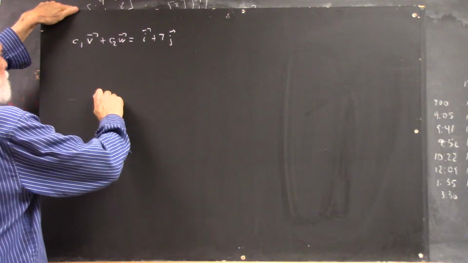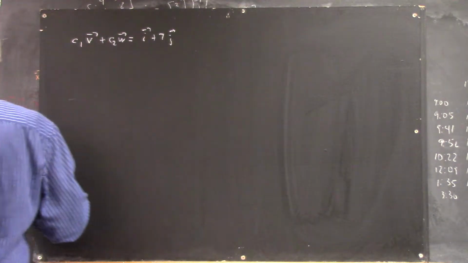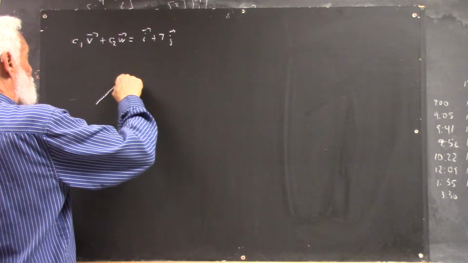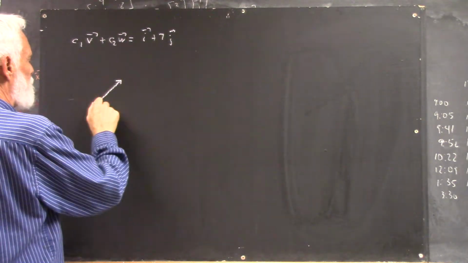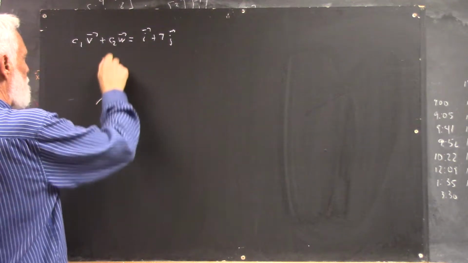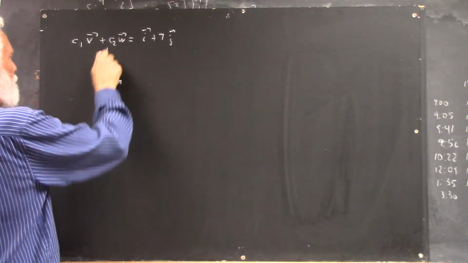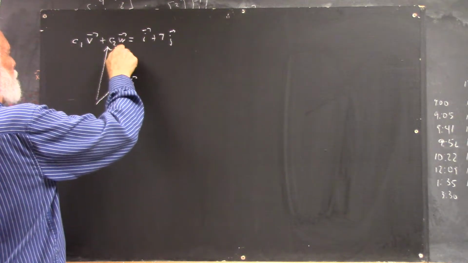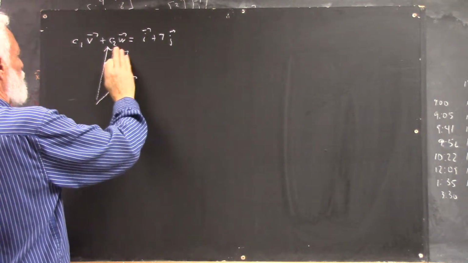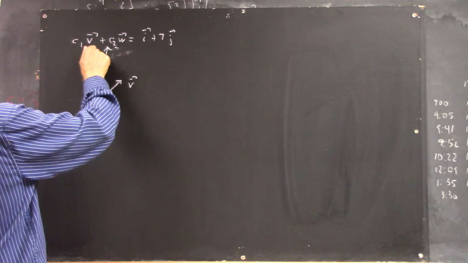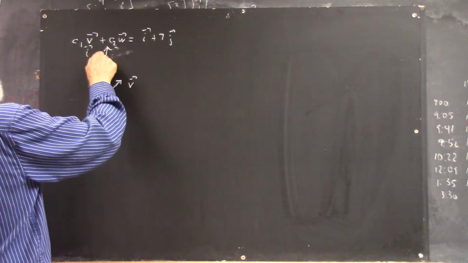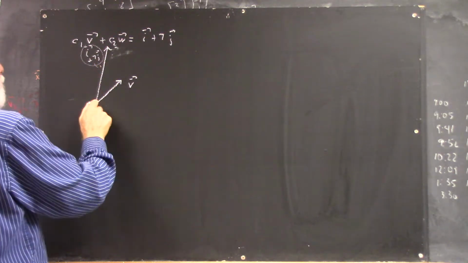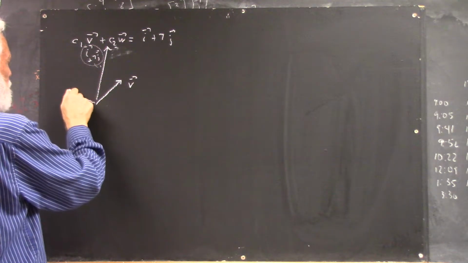Okay, so let's just draw our v vector, which is 2i plus 3j, so it's kind of like this. Meaning that i plus 7j is going to come over half as far, but up quite a bit further. So it might look something like this. Here's v, here's i plus 7j. And that's this vector. And then we've got our negative 3i plus j.